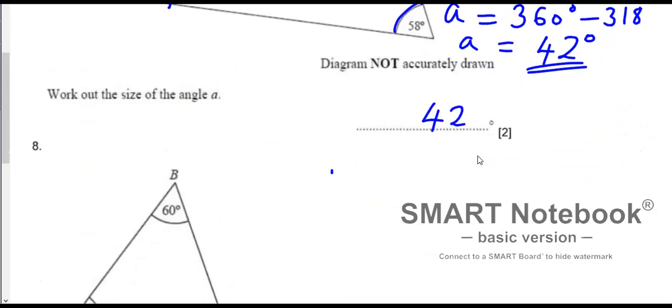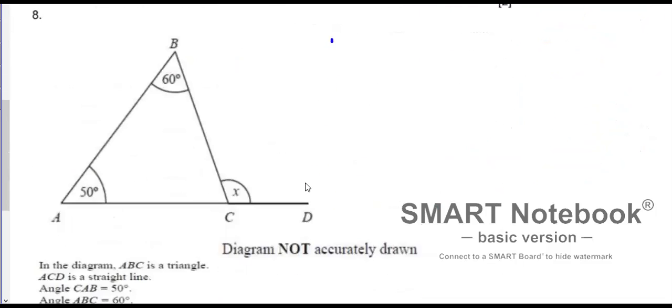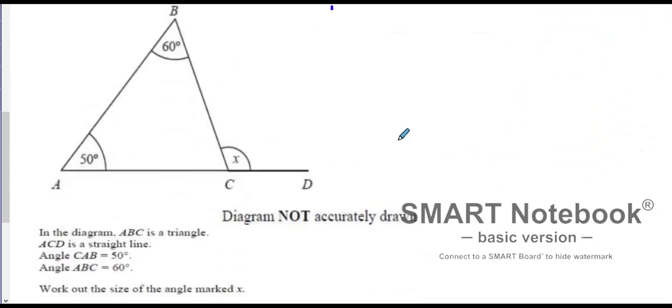Okay. All right, so far so good. Let us keep going. Question number 8. In this diagram you see there, ABC is a triangle, ACD is a straight line. Angle CAB, this angle here, is 50, and angle ABC, this angle here, is 60. Work out the size of the angle marked X.